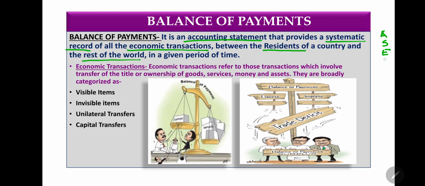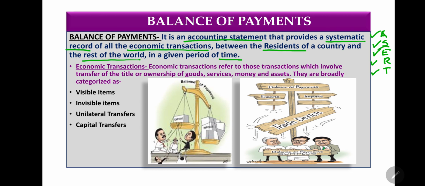In the earlier classes, we have done who are the residents of the country and who are the exceptions to the residents of the country, and this is for a given period of time. So these five letters, ASSERT, will help you to ensure that you put all these words when you are defining balance of payments. So what is it? It is an accounting statement which provides a systematic record of economic transactions between the residents of the country and the rest of the world in a given period of time.